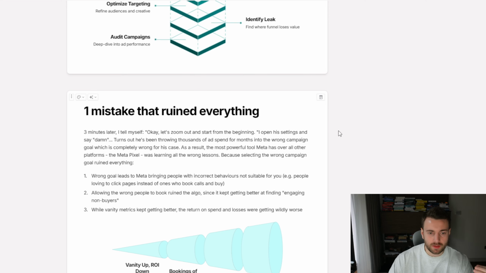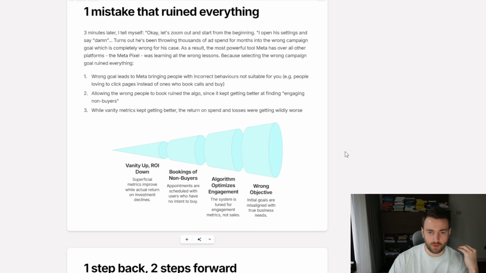Wrong goal leads to Meta bringing people with incorrect behaviors not suitable for you. For example, people loving to click pages instead of ones who book calls and buy. Then, allowing the wrong people to book ruined the algorithm, since it kept getting better at finding engaging non-buyers, which is definitely not something you want to pay money for. Thirdly, while vanity metrics kept getting better, the return on ad spend and losses were getting wildly worse.